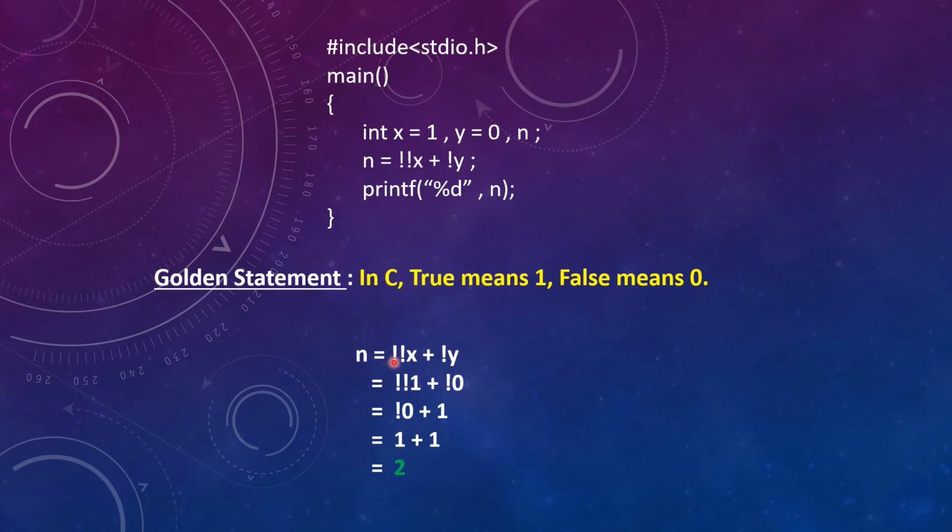So n is not of not x plus not of y. So not of not 1 plus not of 0. So we know not of 1 will be false, because not of true is false. So it became 0 and this became 1. Okay. Now not of 0 is 1. So 1 plus 1 is basically 2, because we are taking it in an integer format basically.